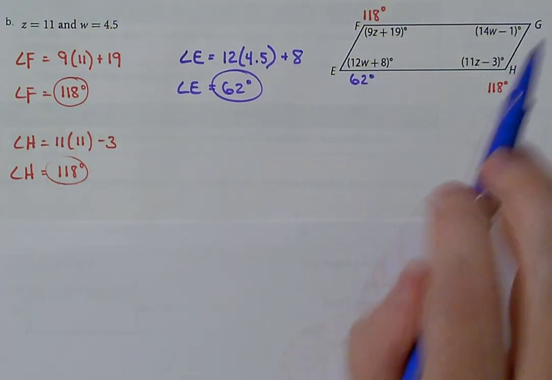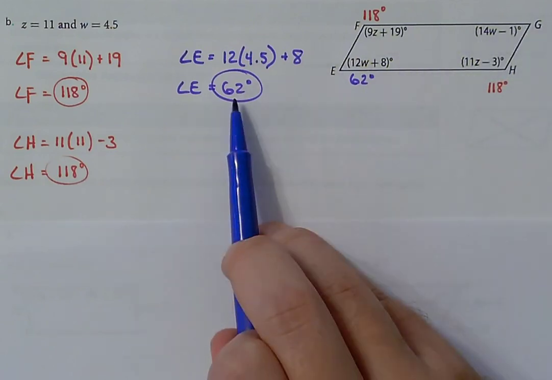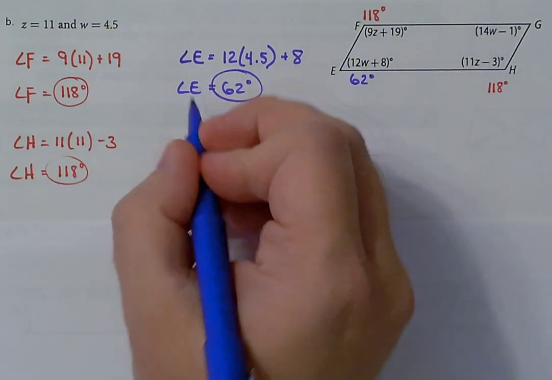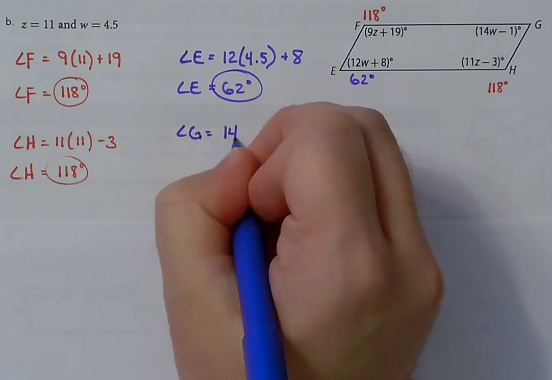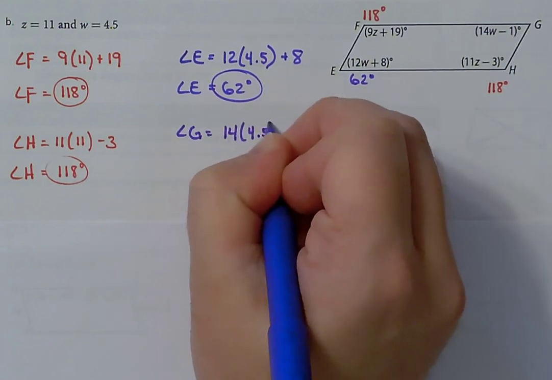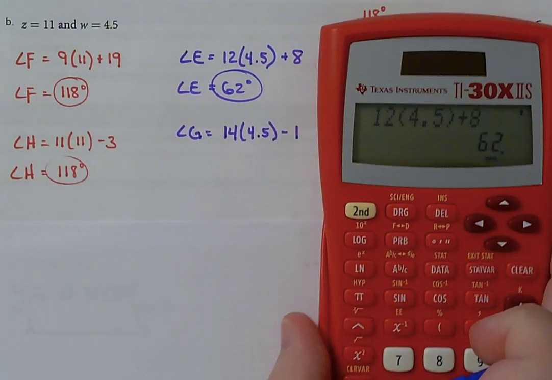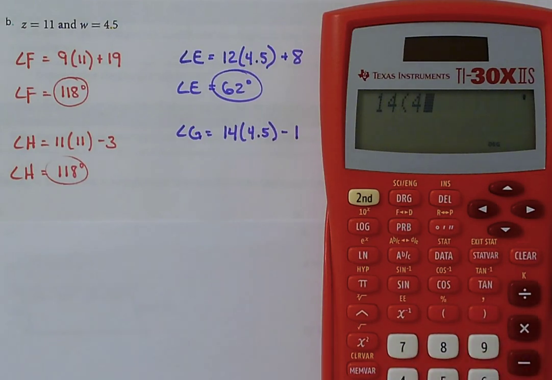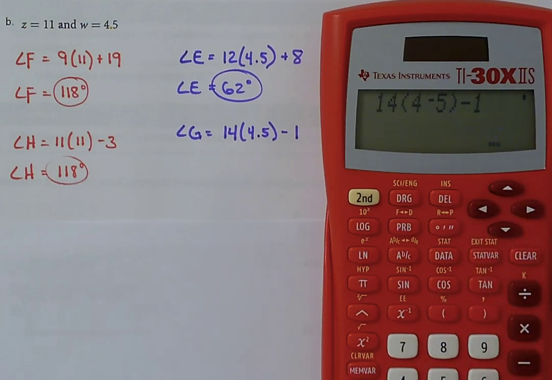All right, all that is left is G. So we're going to take the 14W minus 1, and we're going to plug 4.5 in for W. So angle G is going to be 14 times 4.5 minus 1. So we do 14 times 4.5 minus 1. We end up with 62.